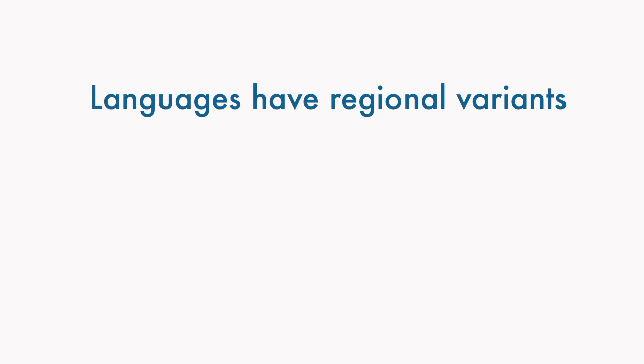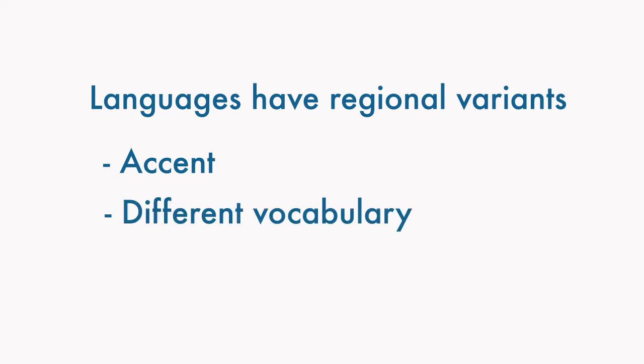Now, we work on a lot of projects that involve localization, so we've been getting some questions about what this actually entails. So, without going too much into detail, let's start with a basic fact. Any language will have regional variants. This can be an accent, for example, or the use of different words for the same thing.